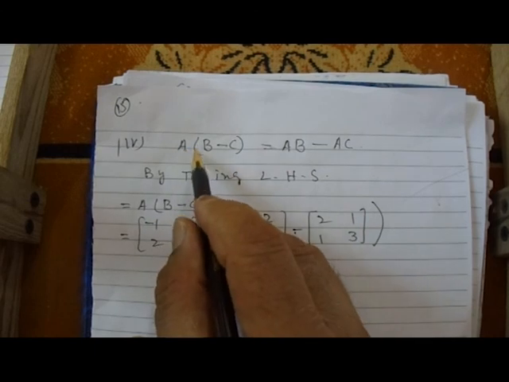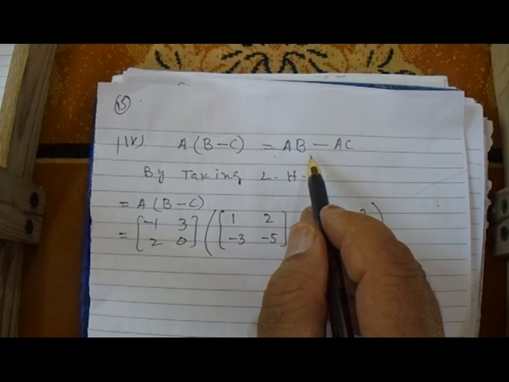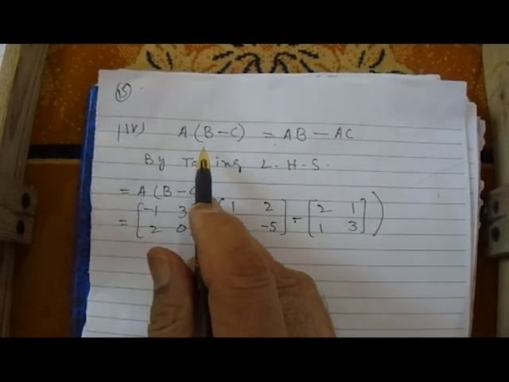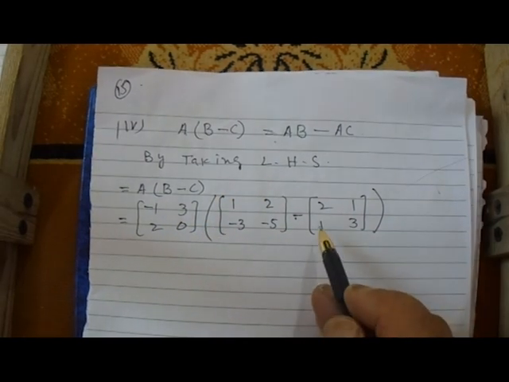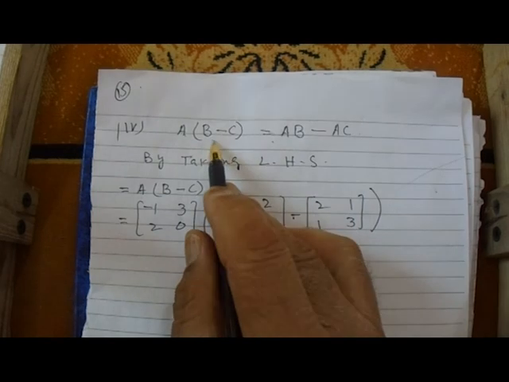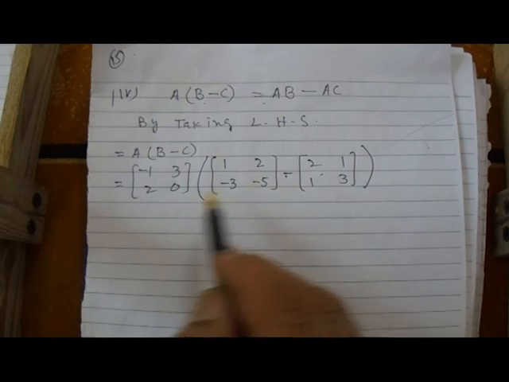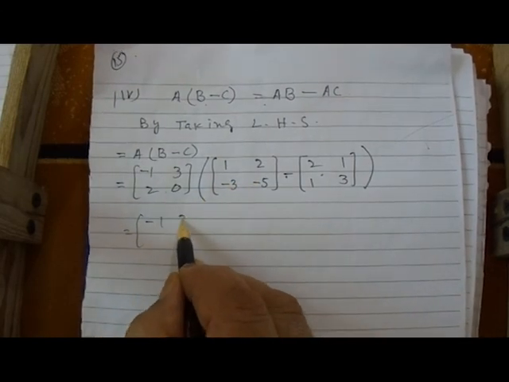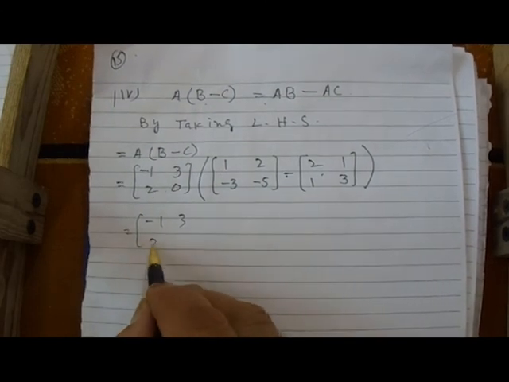Again, A multiplied by (B minus C) is equal to AB minus AC. Taking the left hand side, we write A, and in round brackets we write B minus C. First we subtract this matrix from this and then multiply by this. So again we write A equals minus 1, 3 and 2, 0, times the bracket.